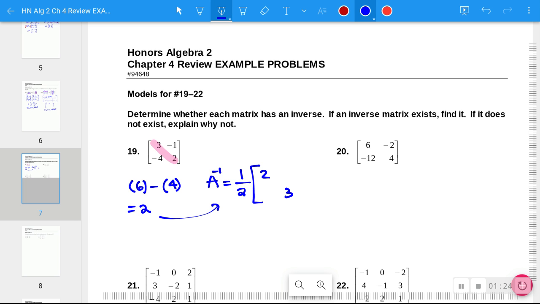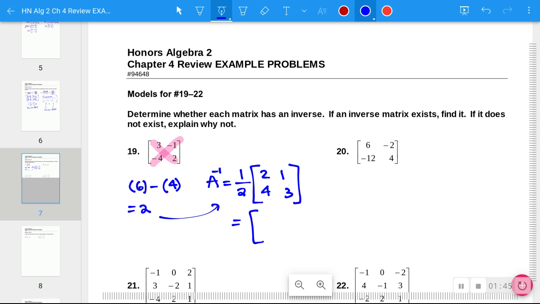So those numbers play musical chairs there. And on the other diagonal, the uphill diagonal, you don't change places, but you change the signs of the numbers. So they're currently both negative. You make them both positive. And then this 1/2 comes into play. So we're going to divide all these numbers by 2.